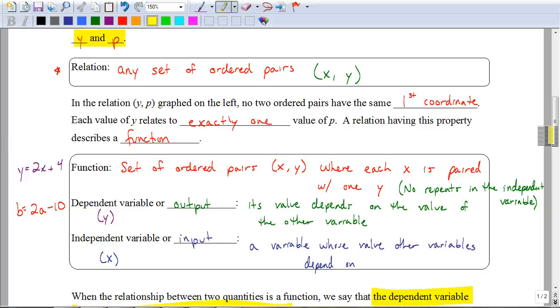Here we have a relation. A relation is any set of ordered pairs. Remember, an ordered pair is like this. It's just an x and a y. So any set of numbers with an x and a y is a relation.